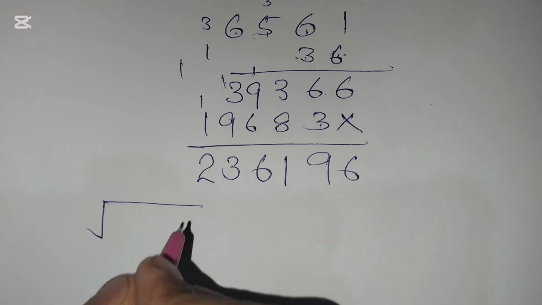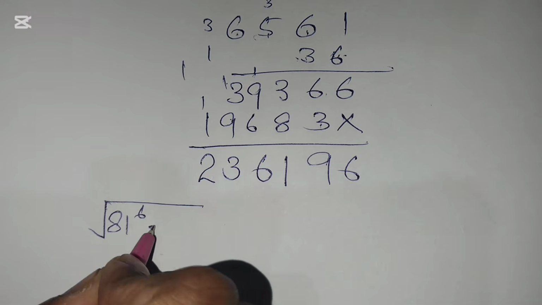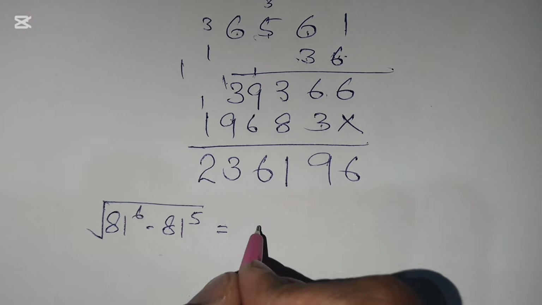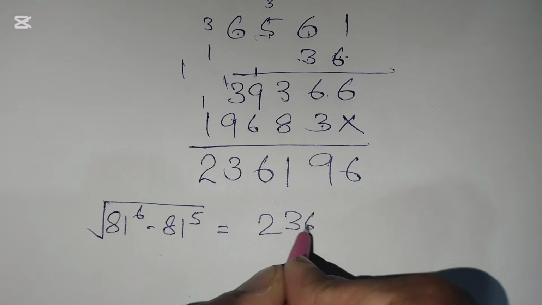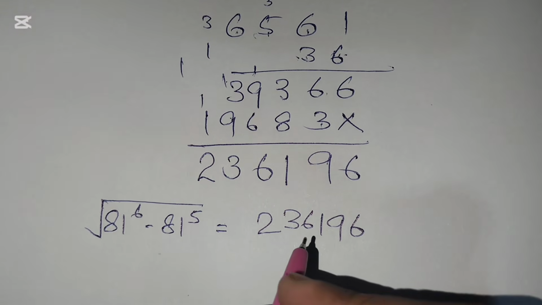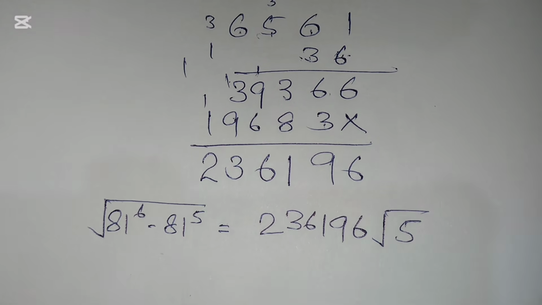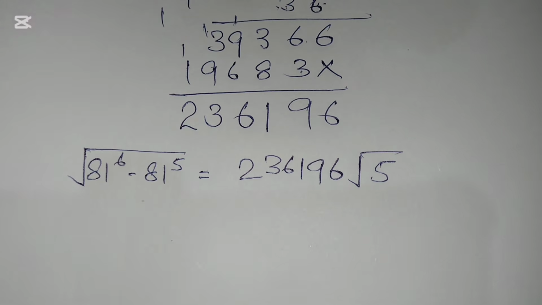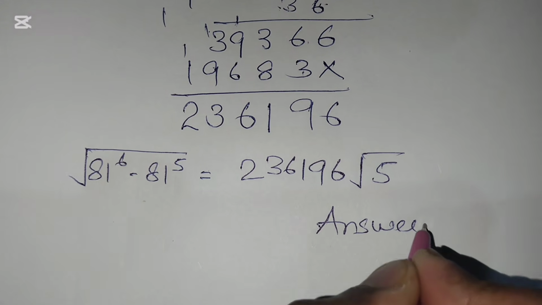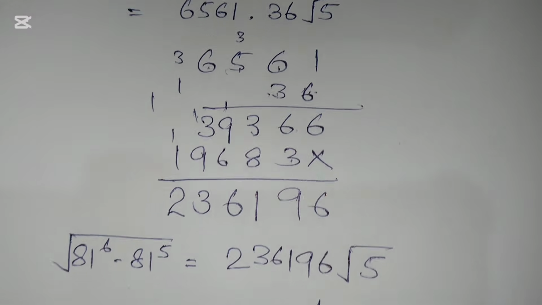square root of 81 power 6 minus 81 power 5, written as 236196 square root of 5. This is the final answer of this question, and I hope you understand this video.